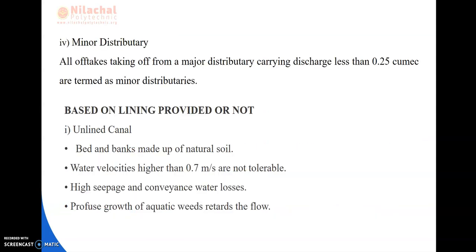Next, that is minor distributary. All canals taking off from a major distributary carrying a discharge less than 0.25 cumecs are termed as minor distributaries. Okay. So next we'll be reading about canals based on whether lining is provided or not.